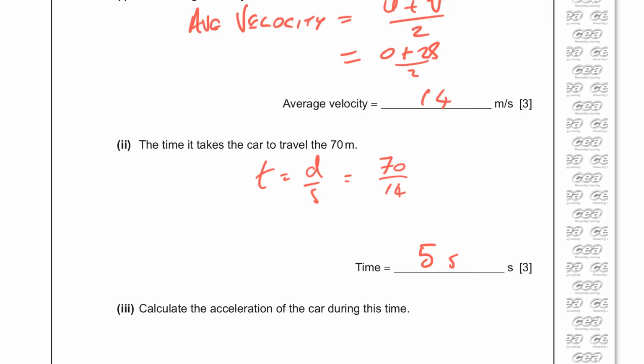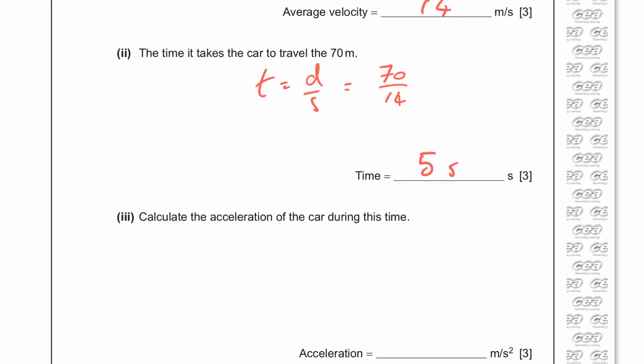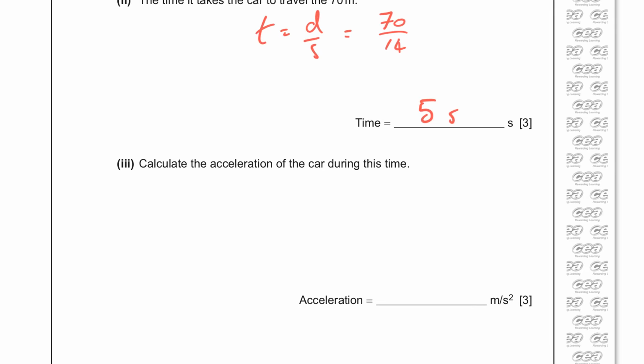Calculate the acceleration of the car during this time. Well, now that we have a time, a can be just written as v minus u over t. So that's 28 minus 0 divided by 5. And that comes to 5.6 meters per second squared.